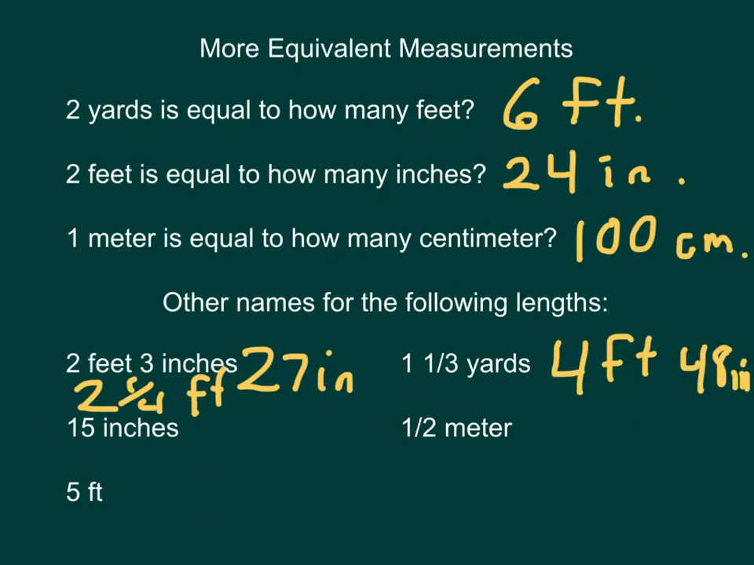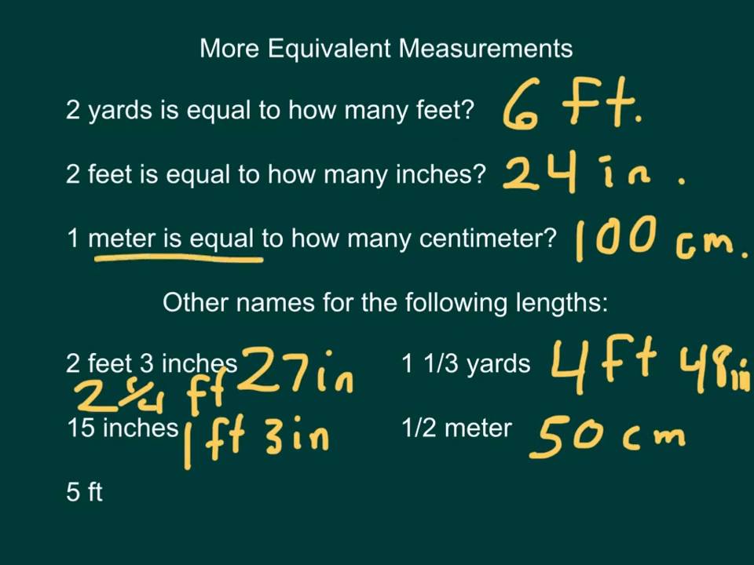If you had 15 inches, you would have 1 foot 3 inches, because 12 inches equals a foot. If you have half a meter, that would be 50 centimeters, because we said above that 1 meter is equal to 100 centimeters. And if you have 5 feet, that's going to be 60 inches. And you could also say that would be 1 yard and 2 feet. So those are just some examples.